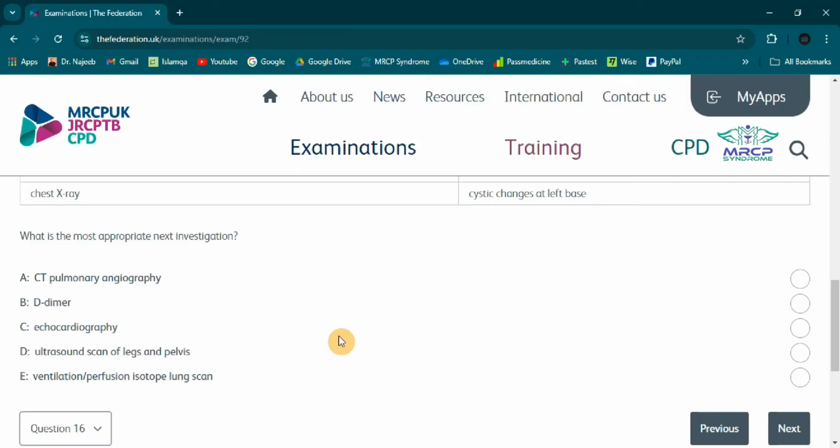What is the most appropriate next investigation? CTPA, D-dimer, echocardiography, ultrasound scan of legs and pelvis, ventilation perfusion isotope lung scan.